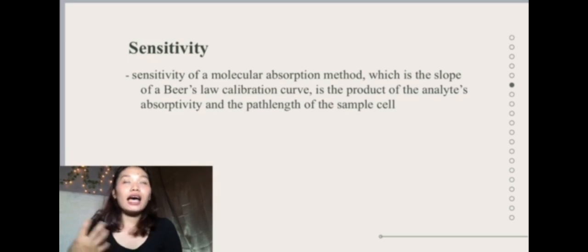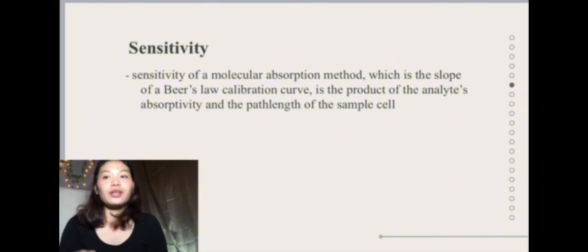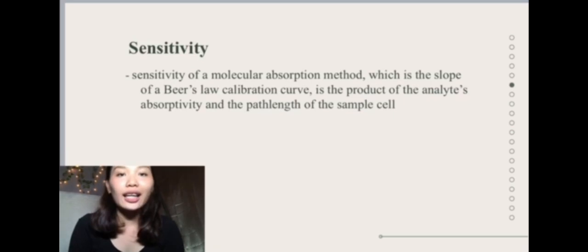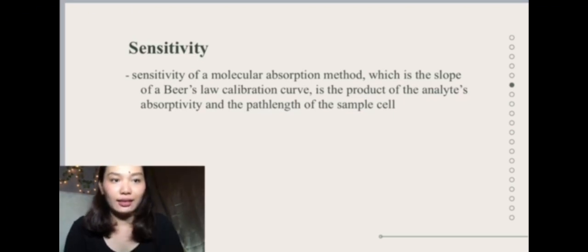Then, ang epsilon and B ga-illustrate sa both absorptivity sa analyte and the path length sa sample cell. So, by increasing either the absorptivity or mag-choose sa optimal wavelength sa analysis, then, ang path length pod is mag-use sila og longer sample cell. Ang sensitivity sa molecular absorption method kay mo enhance. So, allow nila ang mas precise and accurate when it comes to the process of analysis.